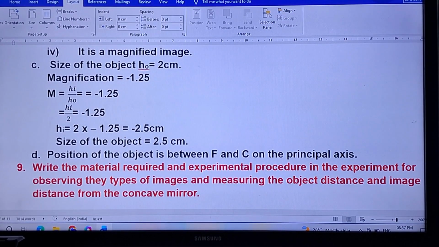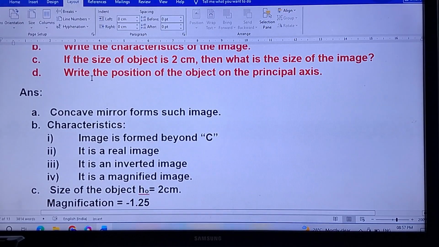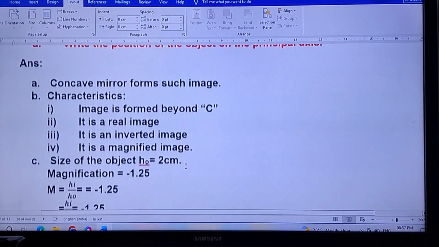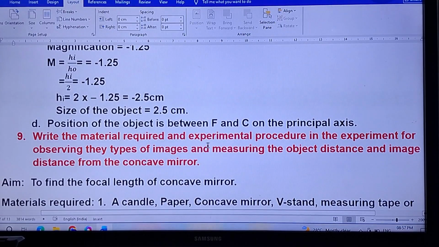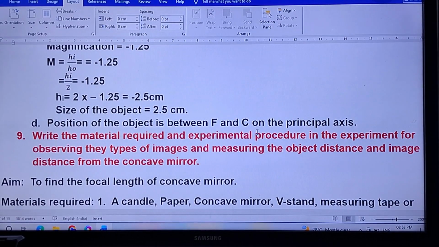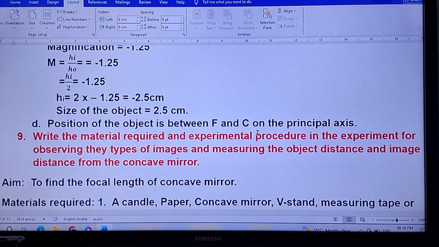Next, what is the D question, children, for this? Write the position of the object on the principal axis. The position of the object is between F and C. Only when the object is between F and C will the image be a magnified image. Okay, this is the 8th one.